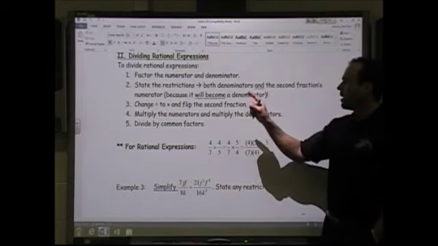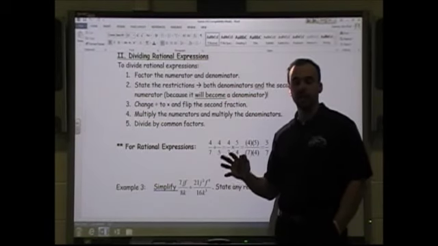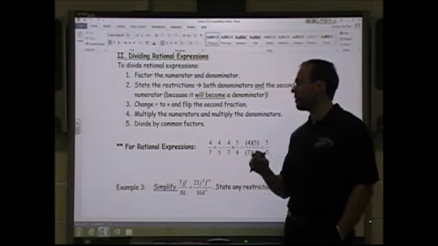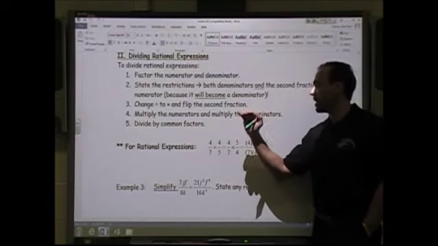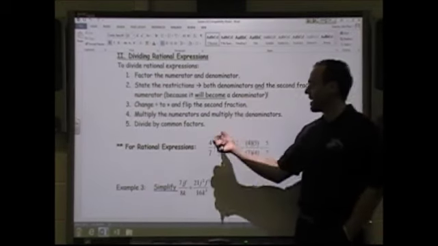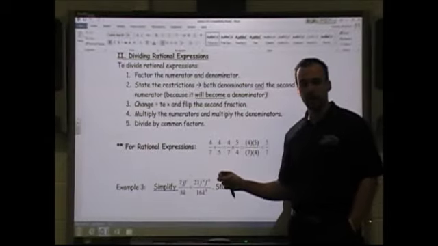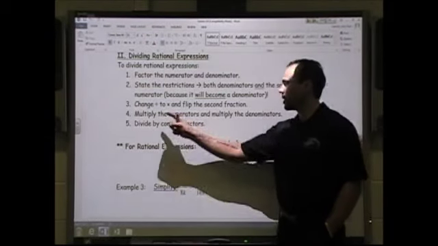So again, state the restrictions. Remember, no denominator can ever equal 0. So the bottom of a fraction can never equal 0. So that includes both denominators at the start of the problem. And then within the problem, that second numerator becomes the denominator. So that also cannot equal 0. So we'll talk about that when we get to a question.